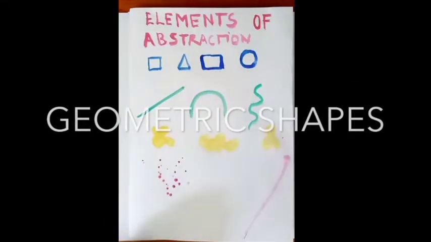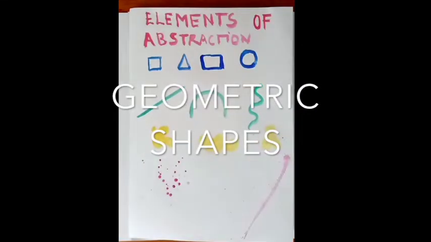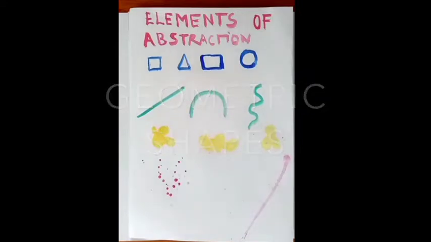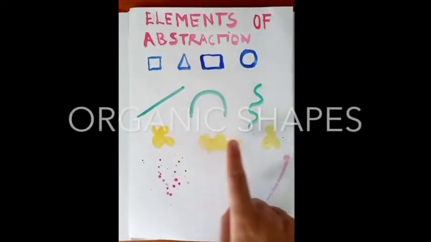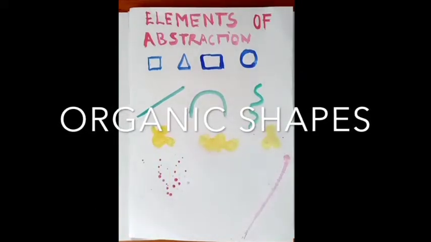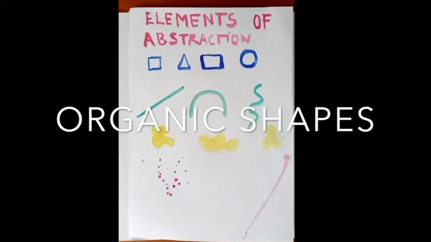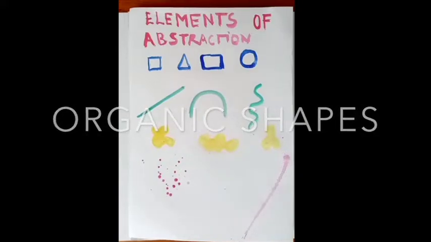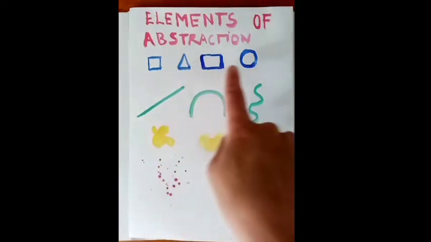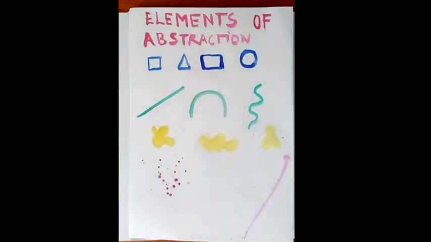Our geometric shapes are part of abstraction because they are shapes. So this is a square, triangle, rectangle, circle. Okay? The other part of the shapes are these ones over here. These ones we call organic shapes. Organic shapes come from nature and don't have a defined shape. So it can be something similar to a cloud, something similar to a flower, but it doesn't have the defined shapes that the geometric ones have.